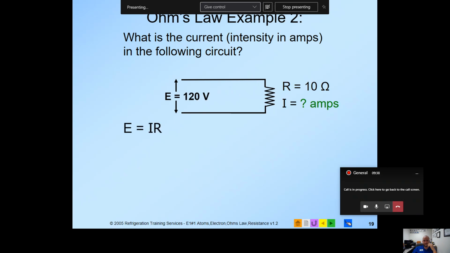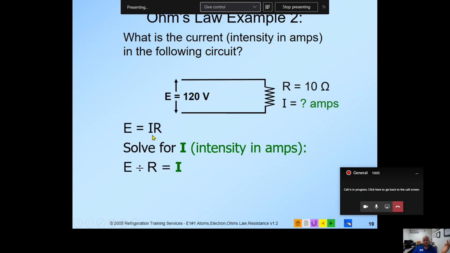Next example. Assuming that I know voltage, what would happen if I change resistance? So in this case, maybe it's still the 120 volt circuit and I've got a different resistor, 10 ohms instead of what the last one was. What would be your amperage now? How would you do that? Well, E equals I times R, you could plug those in. You could do 120 equals I times 10, or you could go ahead and move those over now.